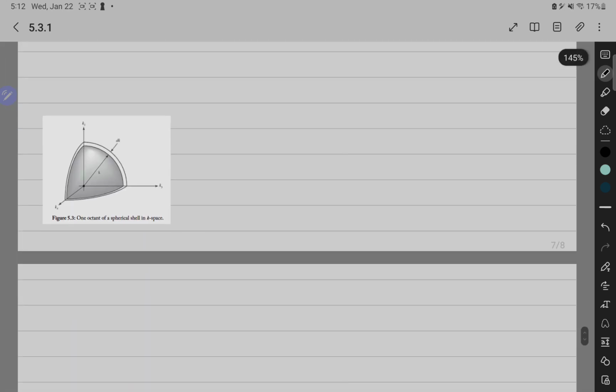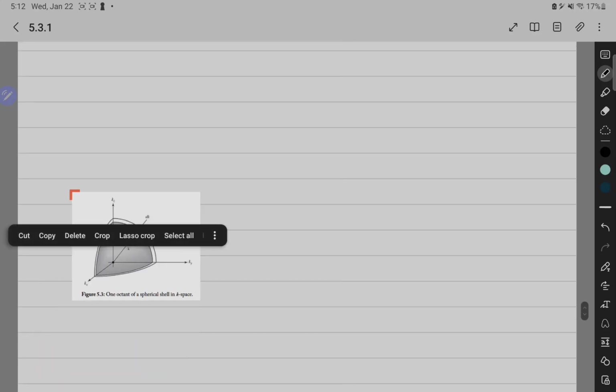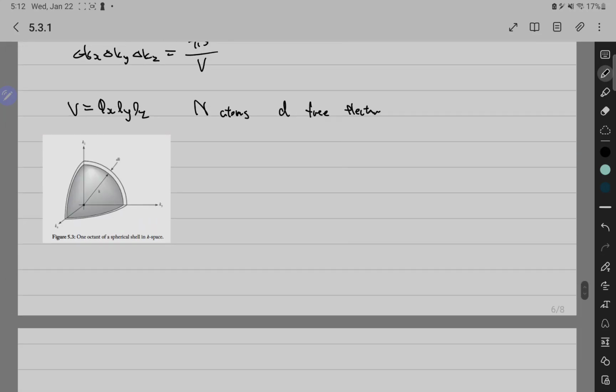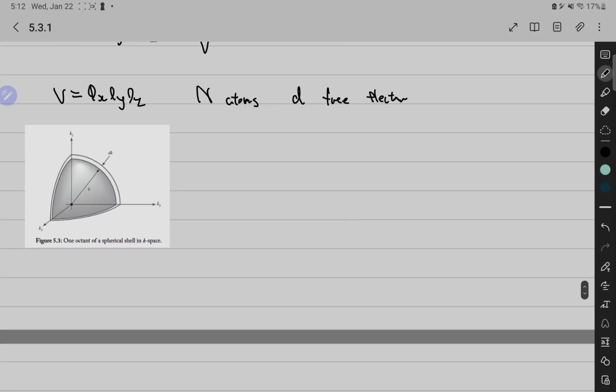I have an image here that would be very helpful. So let's drag this up. This is from the textbook too. This is what 1 octant looks like. There are multiple octants to the sphere, but in reality our kx, ky, kz are all positive numbers. So they only occupy one octant of the sphere due to our positive kx, ky, kz.